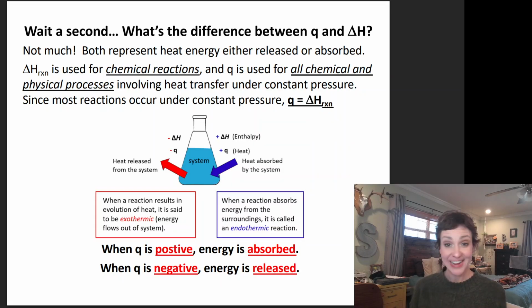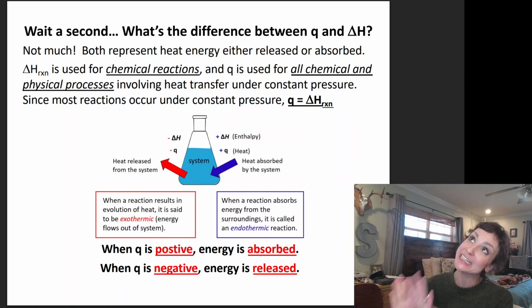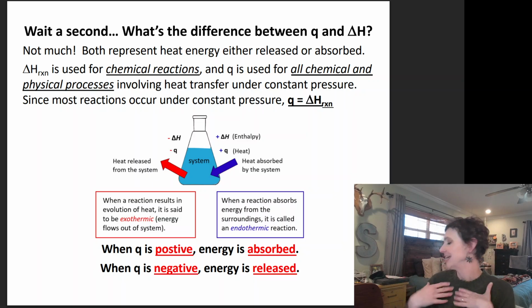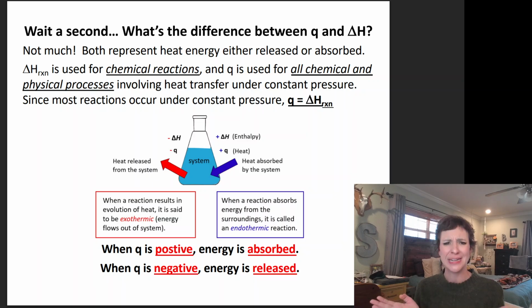Okay, so now we have done a lot of fun things like talk about Q and heat being released and absorbed, and talk about delta H and heat being released and absorbed, and we're using the same terms, like negative is release and positive is absorb, and endo and exo and all that fun stuff. You're like, well, what even is the difference between Q and delta H, or the change in enthalpy? Y'all, it's not much, really.